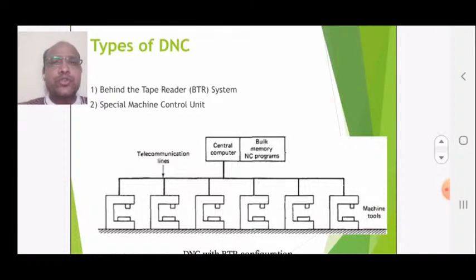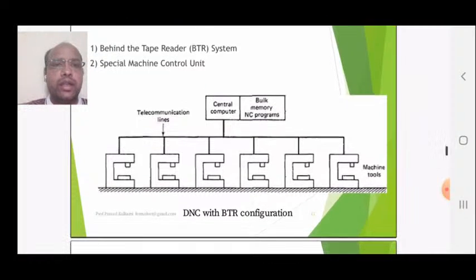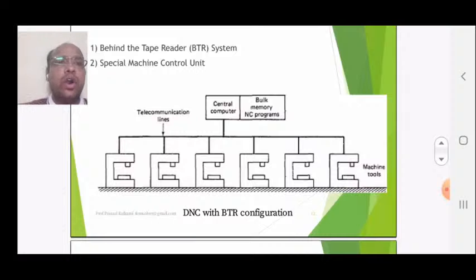Now let us see the types of DNC system. First one is the behind tape reader system, called BTR. It consists of machine tools, central computer and bulk memory NC programs. So behind tape reader system consists of bulk memory NC programs or CNC programs and telecommunication lines. A lot of programs are stored in bulk memory, and for this a central computer is required.